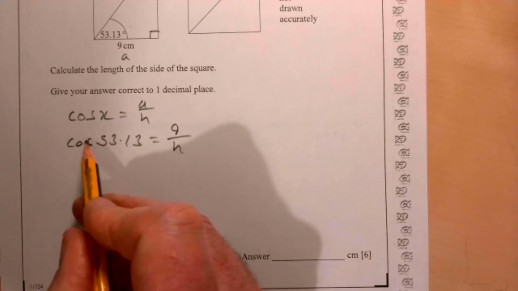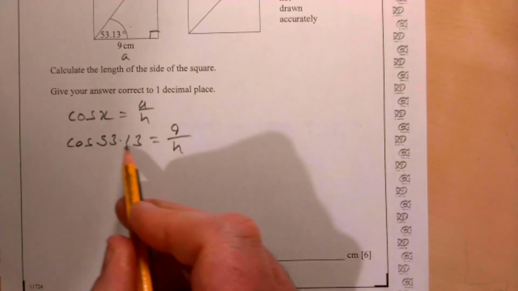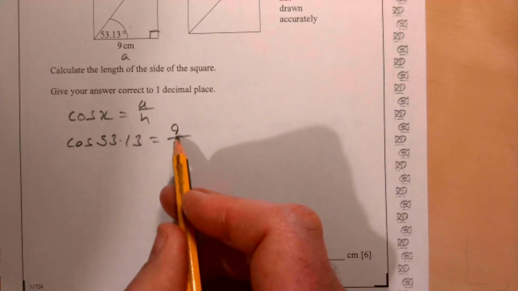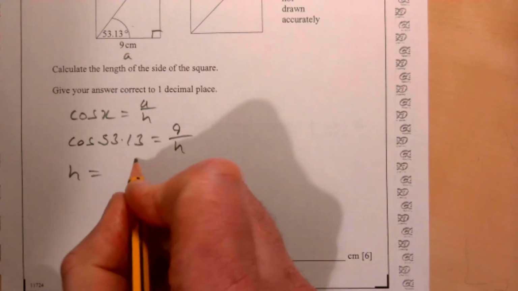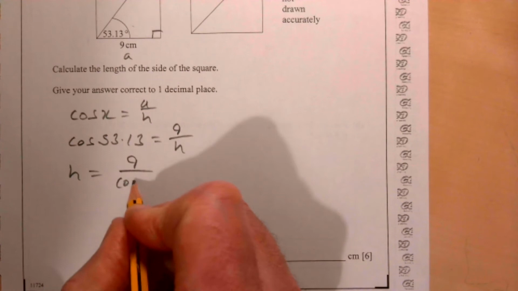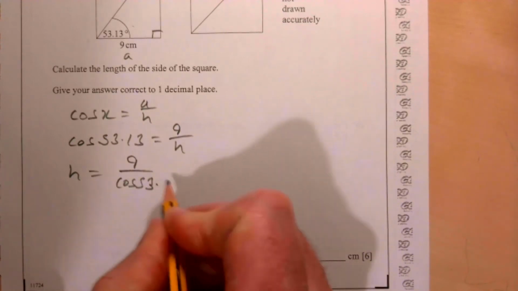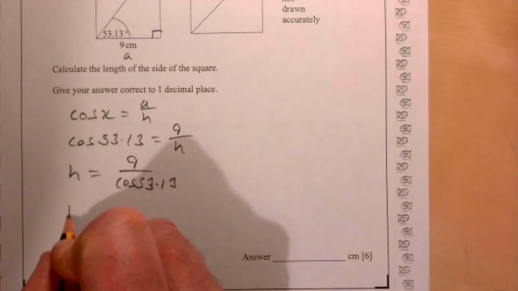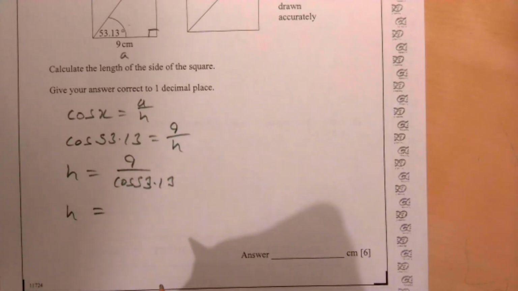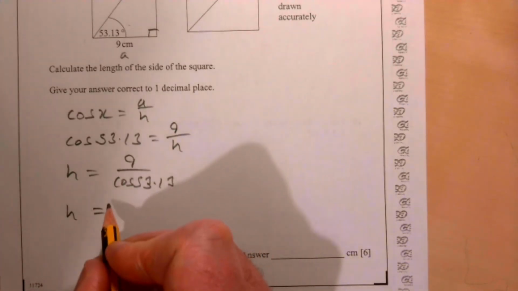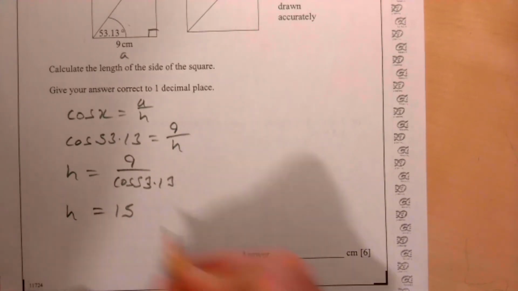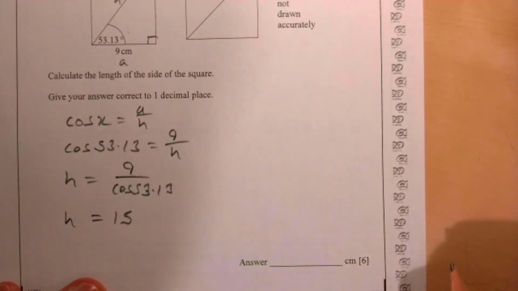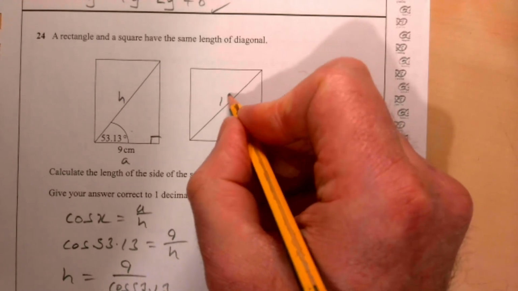If we times through by H, we get H times cos 53.13 equals 9, and then divide by cos 53.13. So we have 9 over cos 53.13. If you put that into your calculator, you effectively get 15. It's 14.999996. So we end up with 15, which is a nice enough number then to deal with that. That means we know that this is 15.